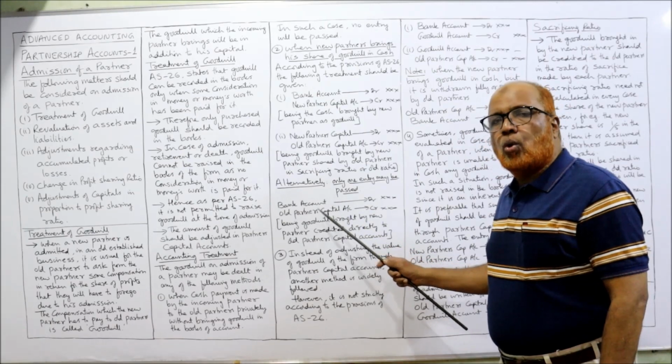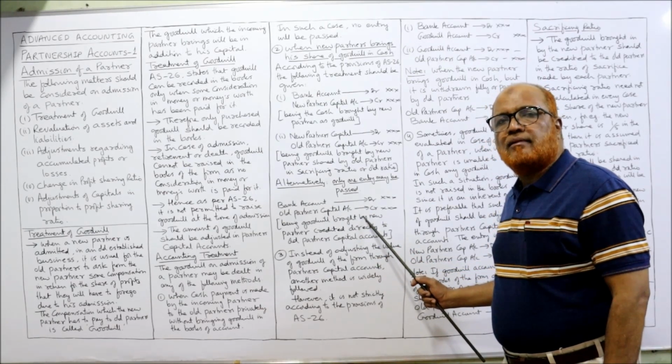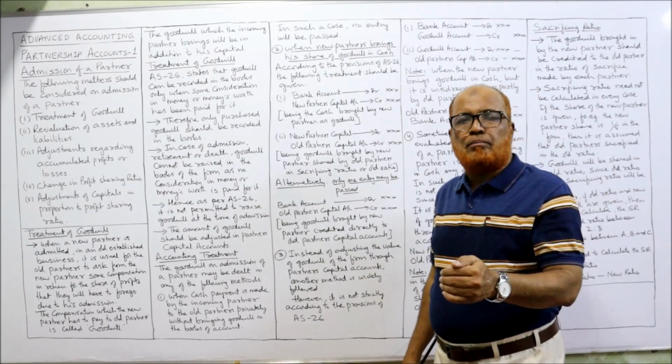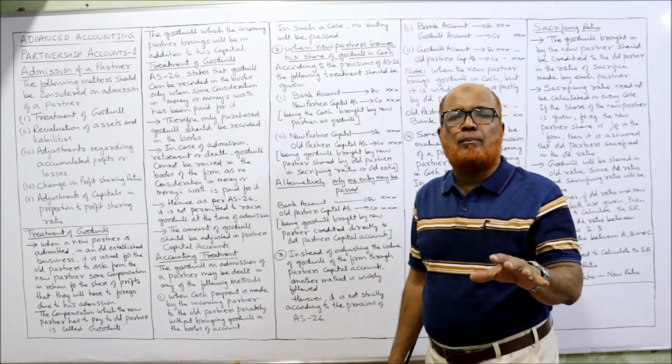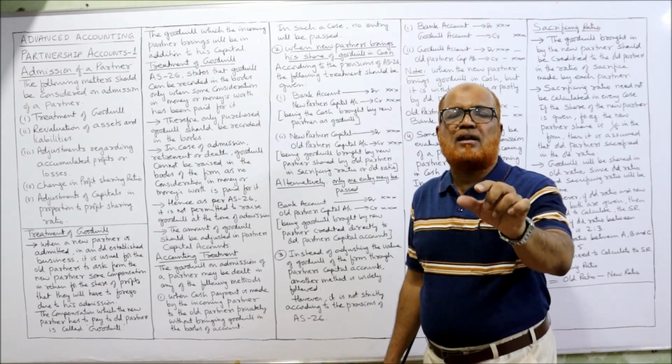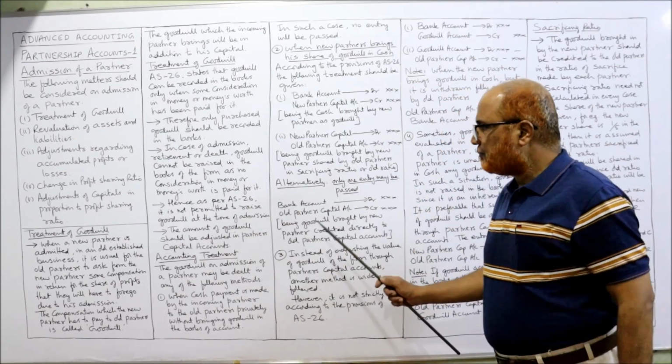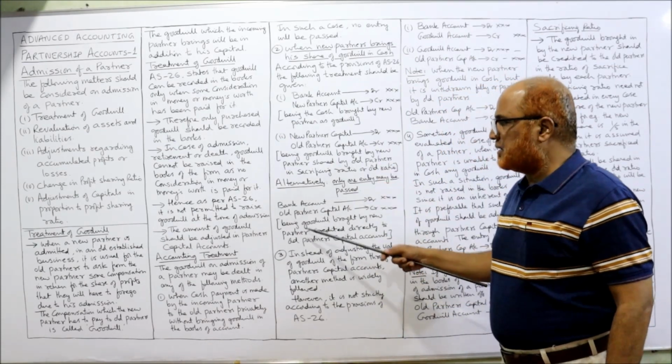Bank account debit, old partner's capital account credit, being the cash brought in by the new partner as goodwill, and this goodwill is shared by old partners in sacrificing ratio or old ratio. Right? This is the treatment.